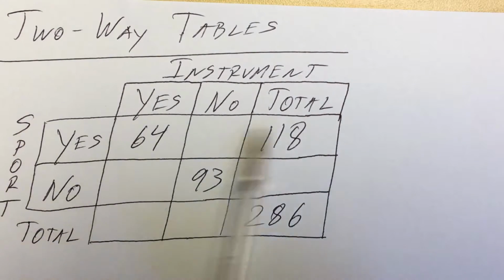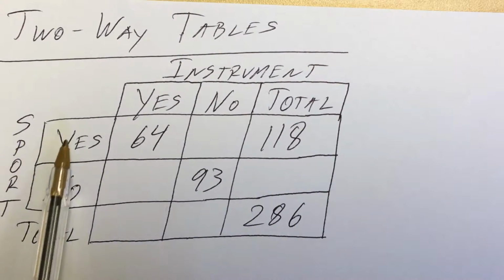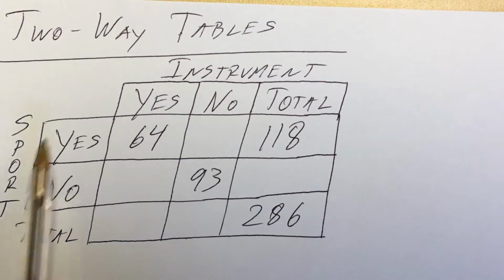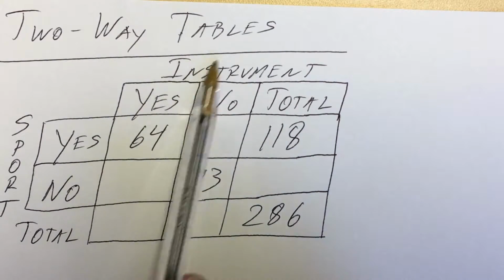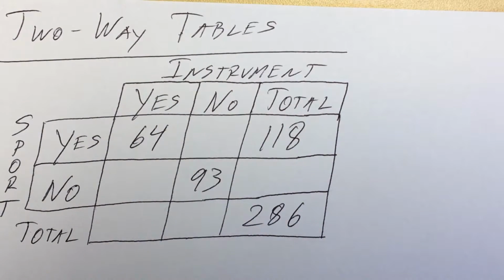On this table, the rows going across are sport, either yes or no. The individual answered yes, they play a sport, or no, they do not. And instrument is our columns. Yes, they play an instrument, or no, they do not.